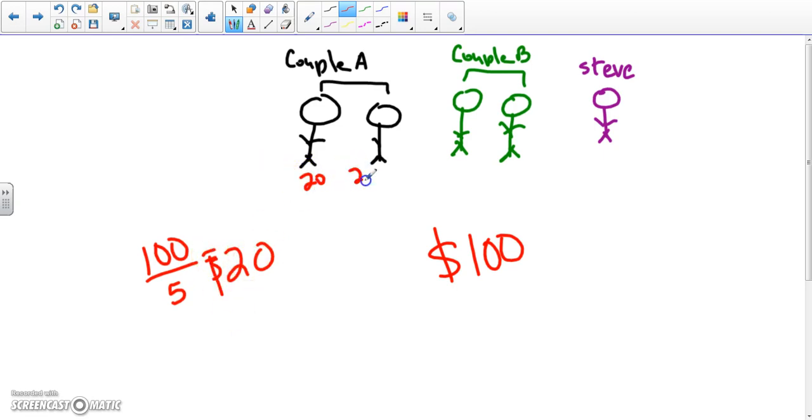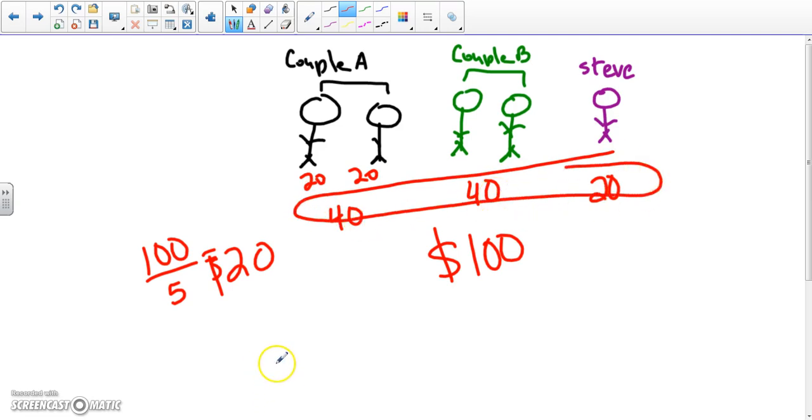So couple A, those each pay 20, so they're paying a total of 40. Couple B is paying a total of 40, and Steve over here is paying his 20. So that is how you would divide that $100 bill up between 2 couples and Steve. Each couple is paying 2/5 of dinner. All right, 2/5, 2/5, and Steve's paying 1/5. So that's how we're going to divide up a whole amount into a given ratio.